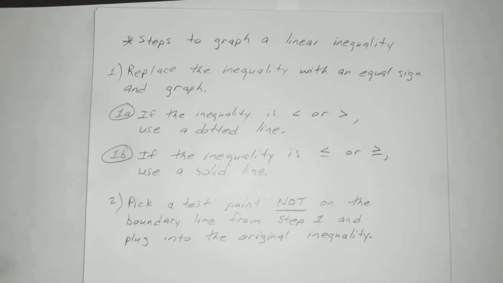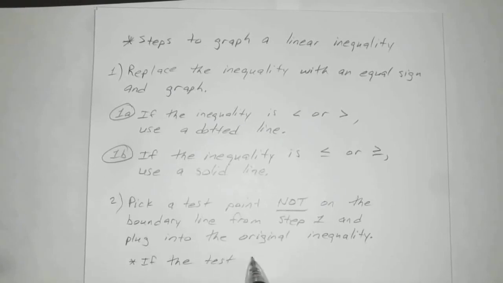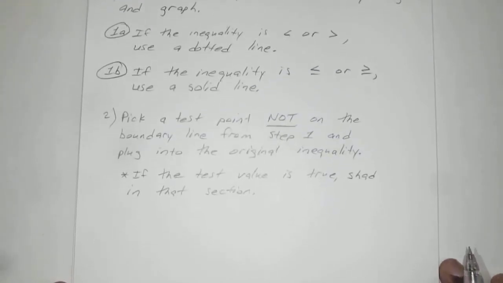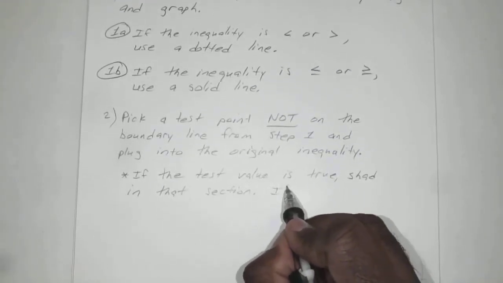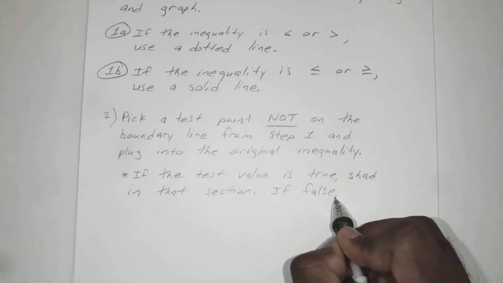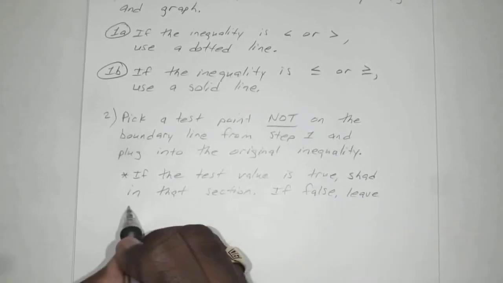Okay. Now, if it's true, you're going to shade that section in. If it's false, you're going to leave it blank. If it's true, shade in that section. Uh-oh, sorry about that. If false, leave it unshaded.